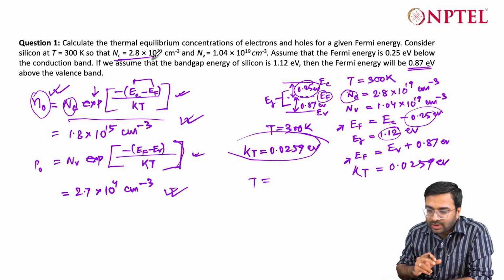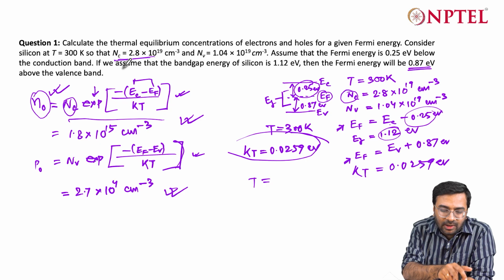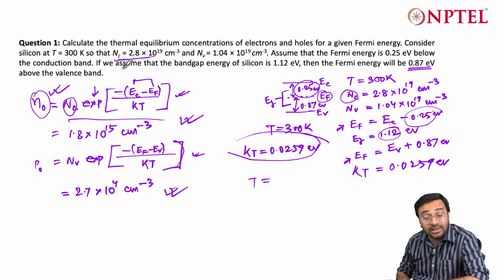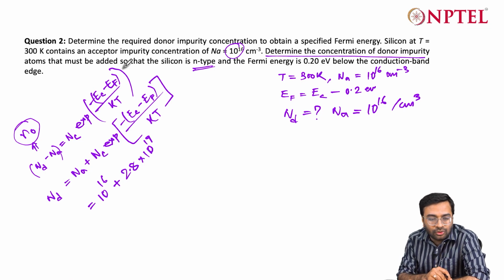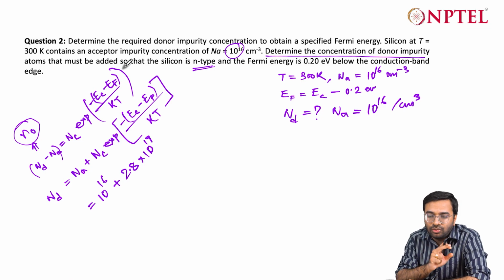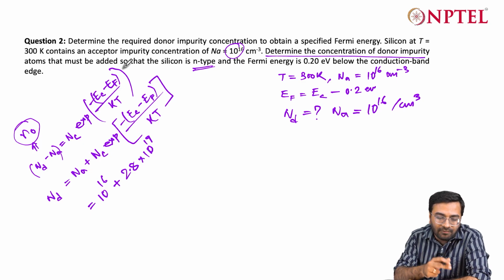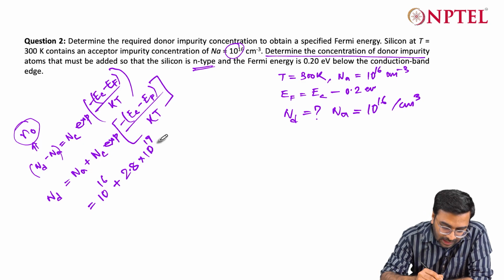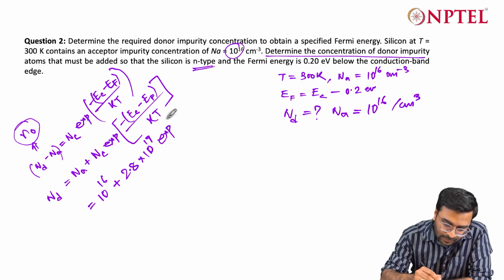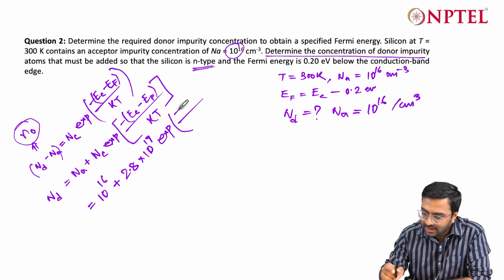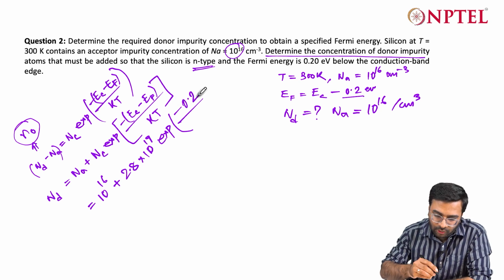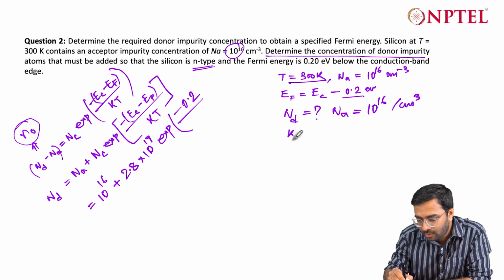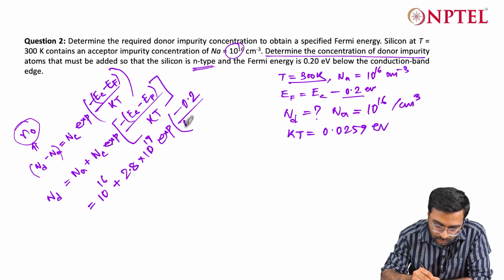So both the questions are related, and that's why I have taken the value of Nc from the previous question. If this value is not given in this question, then we can't solve this. We need this value of Nc. So considering question 1 and question 2 are related, I have taken the value of Nc from the previous question, and then we have exponential minus Ec minus Ef is 0.2, and the value of Kt at T equal to 300 Kelvin is 0.0259 electron volt.